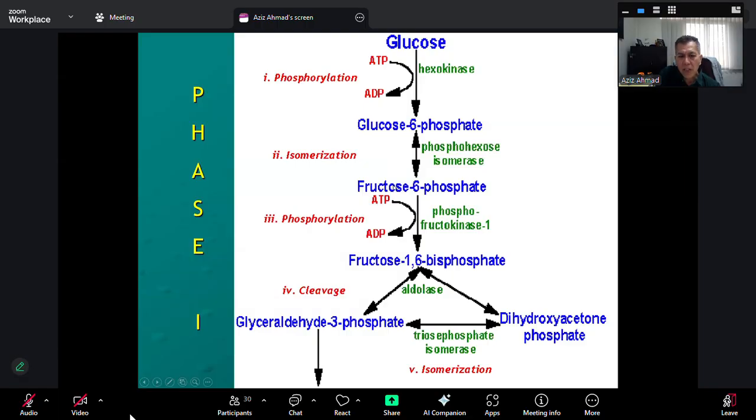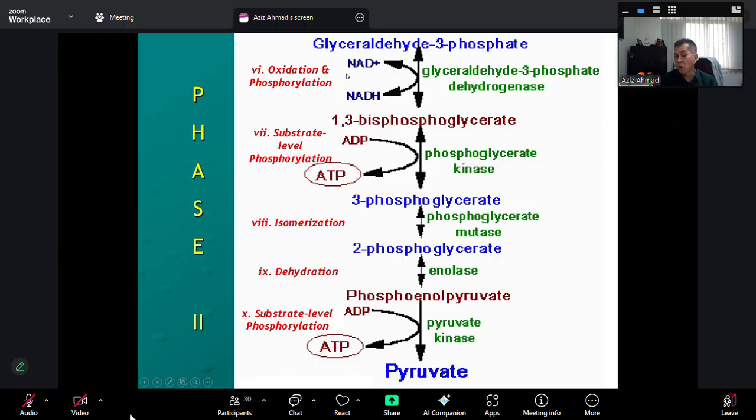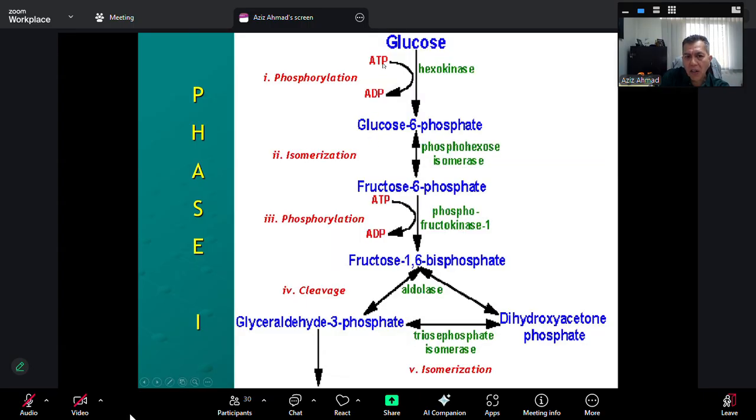Okay, so based on this, you can see that from one molecule of glucose or fructose, you produce 4 ATP, 2 pyruvate. But remember, during the early phosphorylation, we need 2 ATP, right? So the net ATP from glycolysis actually is only 2 ATP. We produce 4, but before we produce 4, during the activation, we utilize 2, which is from the glucose to glucose 6-phosphate and from fructose 6-phosphate to fructose 1,6-bisphosphate.